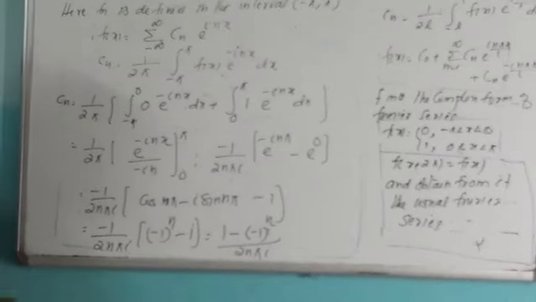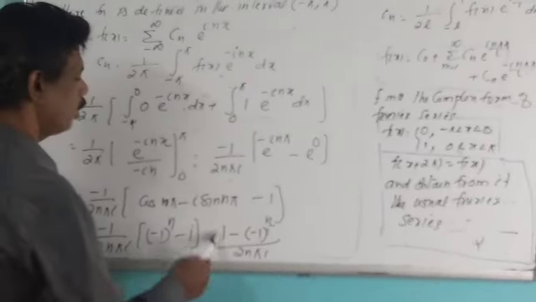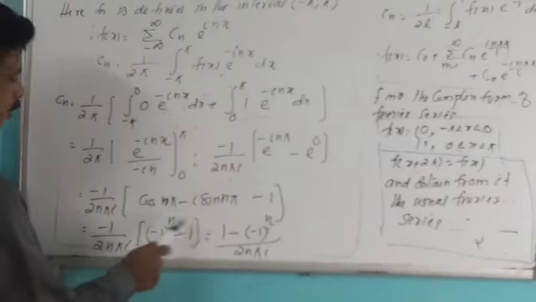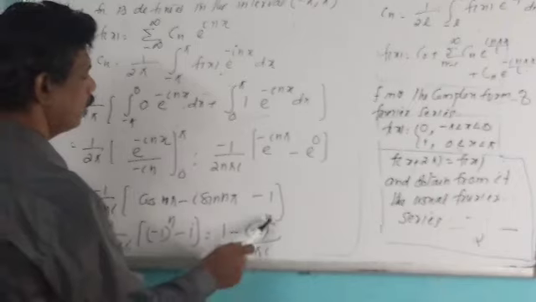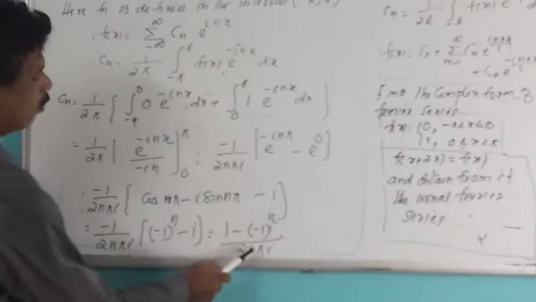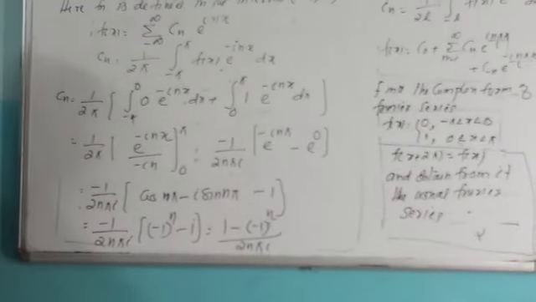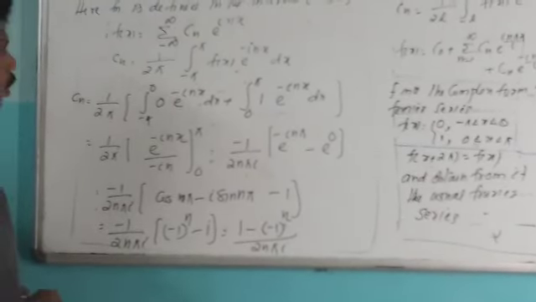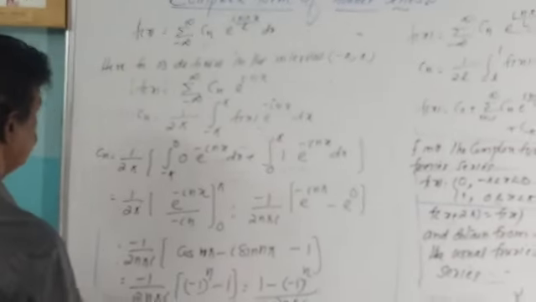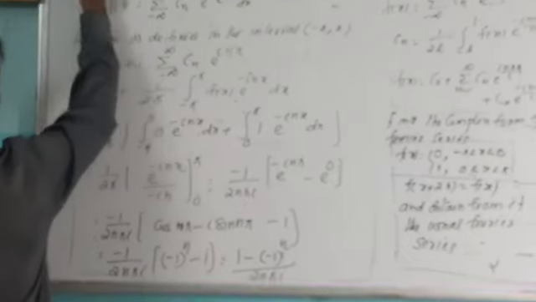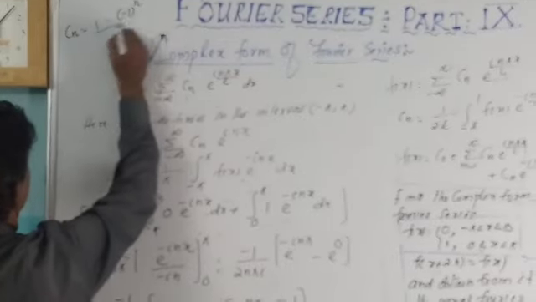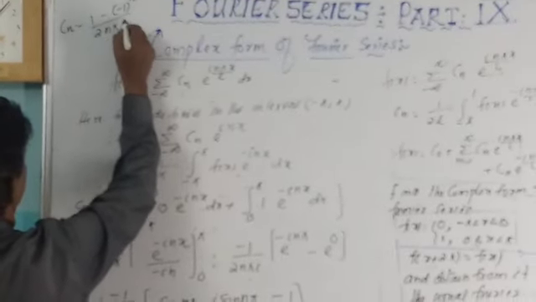If n is equal to 0, then we cannot define this term, so we have to find C0 separately. Cn equals 1 minus minus 1 raised to n divided by 2 n pi i. If n equals 0, the denominator becomes 0, so the answer becomes undefined. So we have to separately find the value of C0.